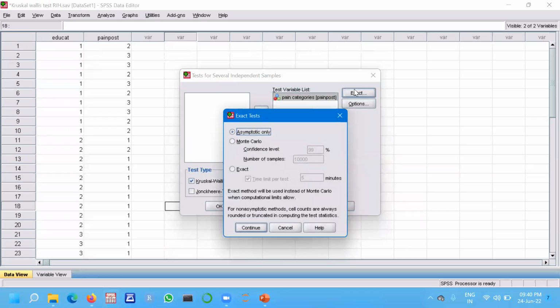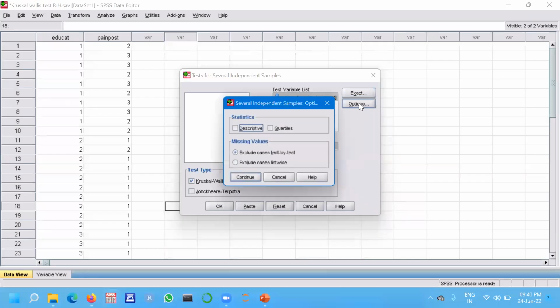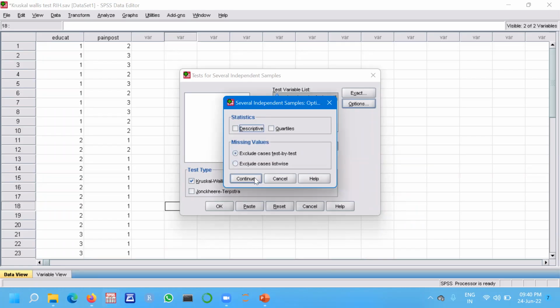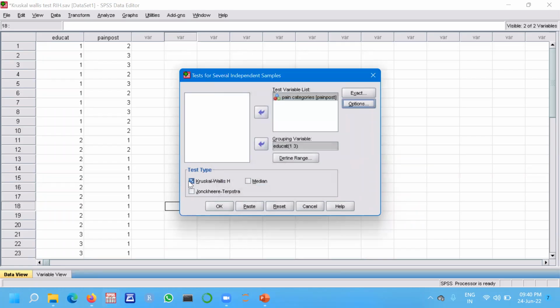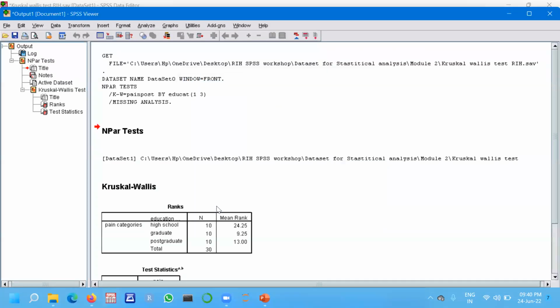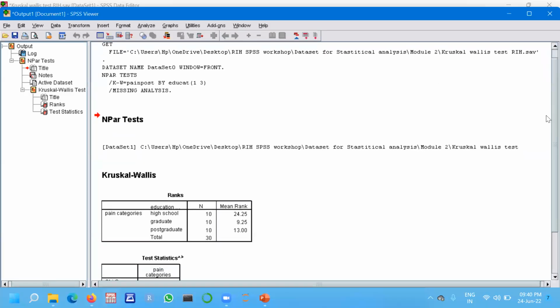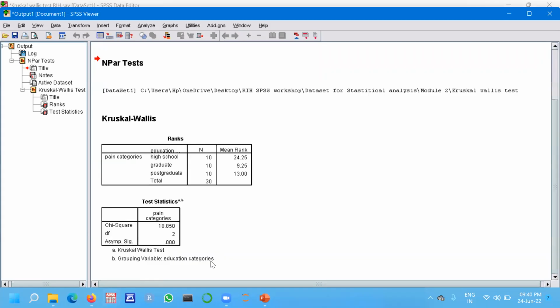So this you need not change anything. Options also need not change anything. If you want descriptive, you can include that. Otherwise no. Continue. Click on the Kruskal-Wallis test. Then okay. And we'll get the statistics, and here the chi-square is 8.85, and here it is significant.